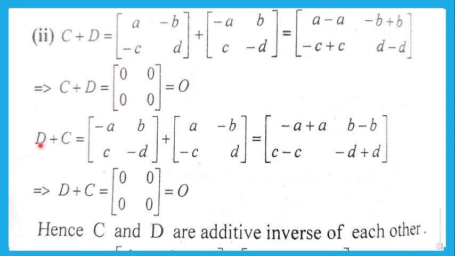Now we go to find D plus C. For D plus C, again we write matrix D first and then matrix C, and we add these two matrices, and again we find minus A plus A, B minus B, C minus C, minus D plus D. On solving these we find that each and every element is 0. So therefore C and D are additive inverses of each other.